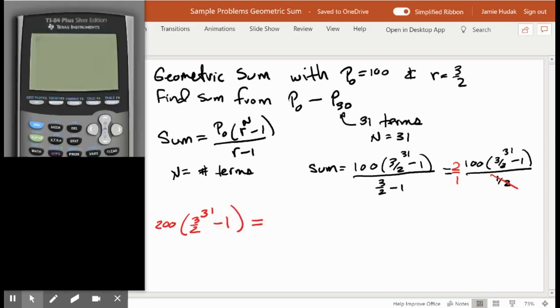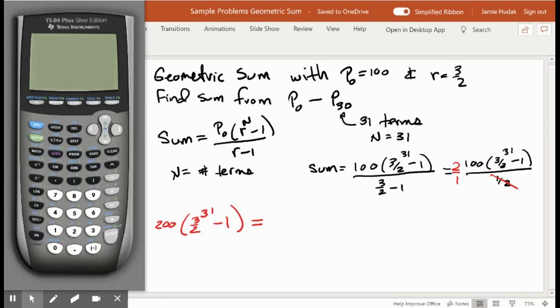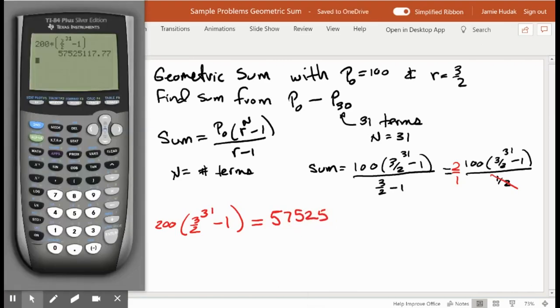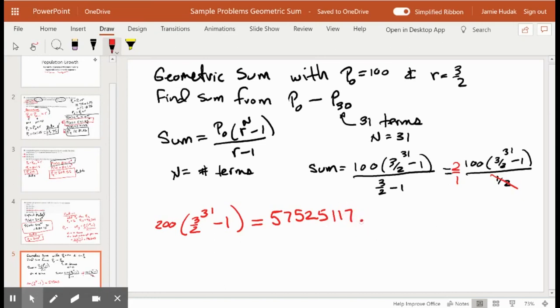Let's get our calculator for this. 200 times parentheses. Let's insert our fraction bar, 3 over 2 raised to the 31st power. Let's get out of the exponent, minus 1, close the parentheses, and that's 57,525,117.77.